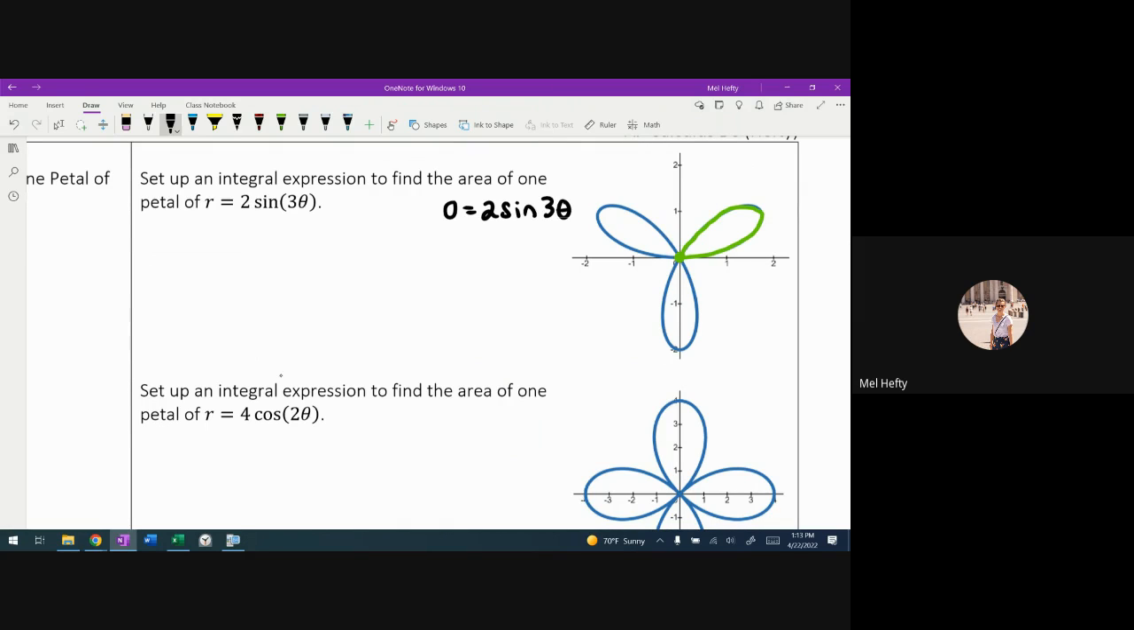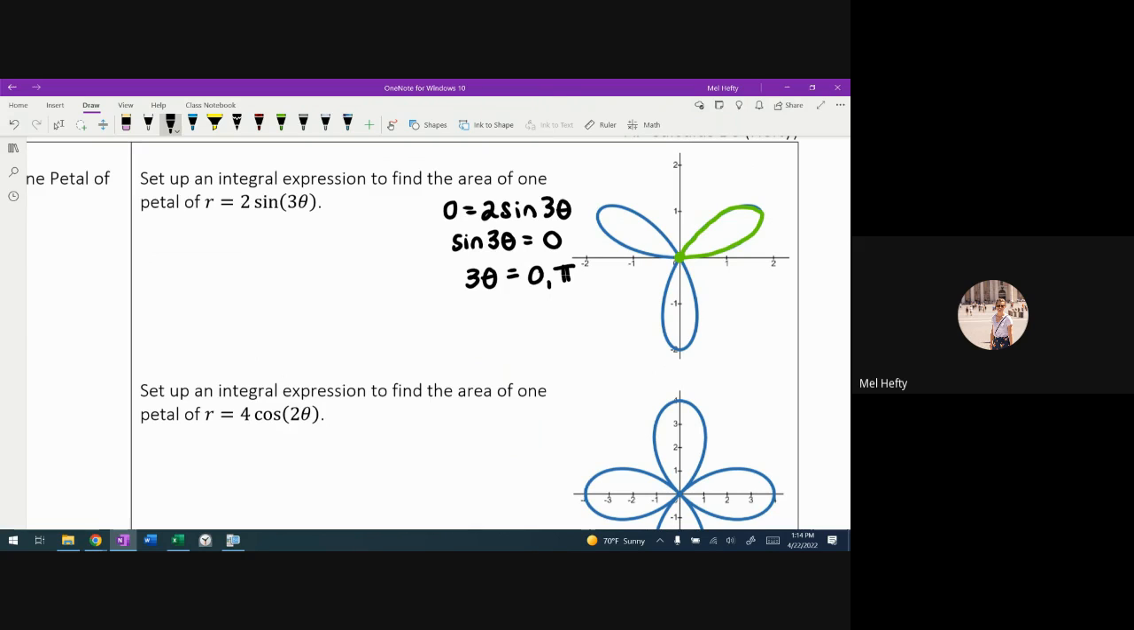So I'm going to divide by 2. I don't know why I switched sides. Apologies if that makes you mad. And what I'm going to do is try to find 2 consecutive angles, so 2 that are like there and then the next angle where the sine of that angle equals 0. So can you think of any angles where the sine of that angle equals 0? 0. And the next one would be pi.